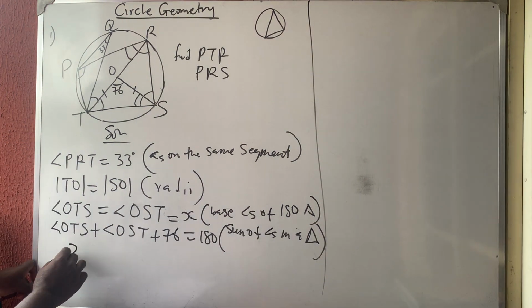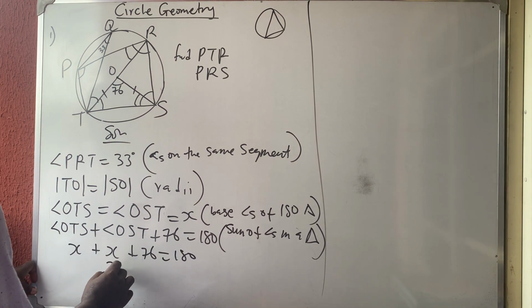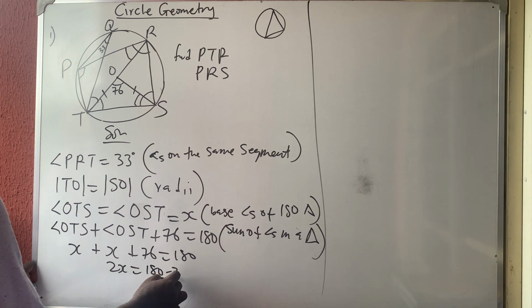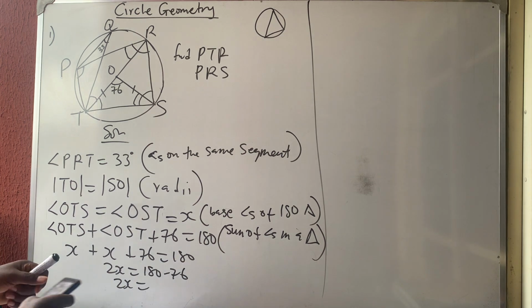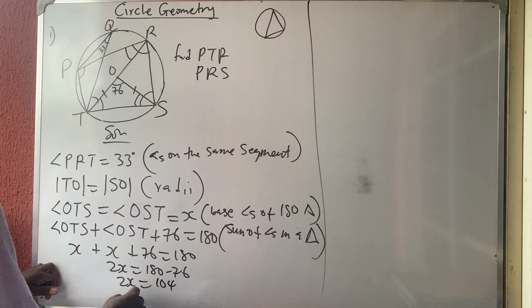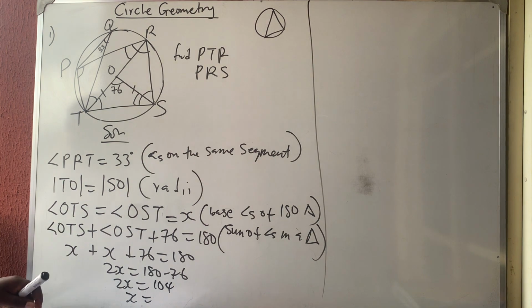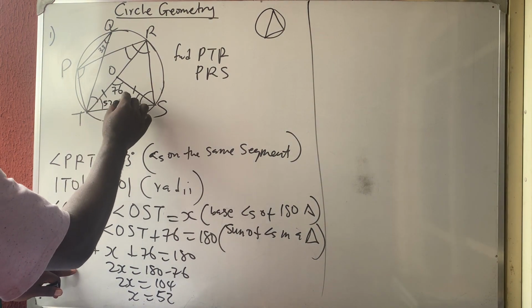Okay, so we have that this one is x plus x plus 76 is equal to 180. So 2x is equal to what? 180 minus 76. I'm having 104. Therefore, my x is equal to 104 divided by 2. I'm going to have 52. So here is 52 and here is 52.